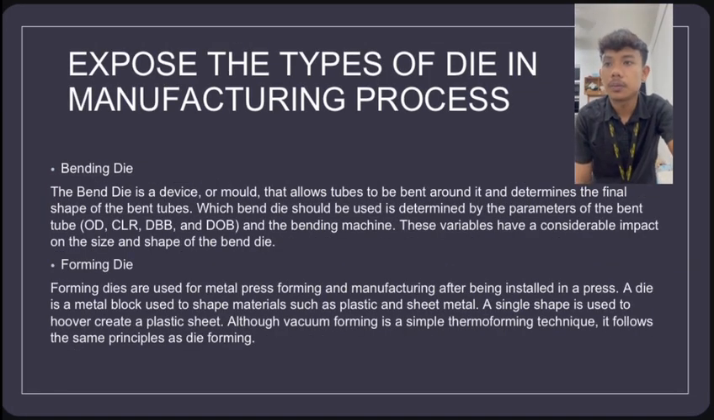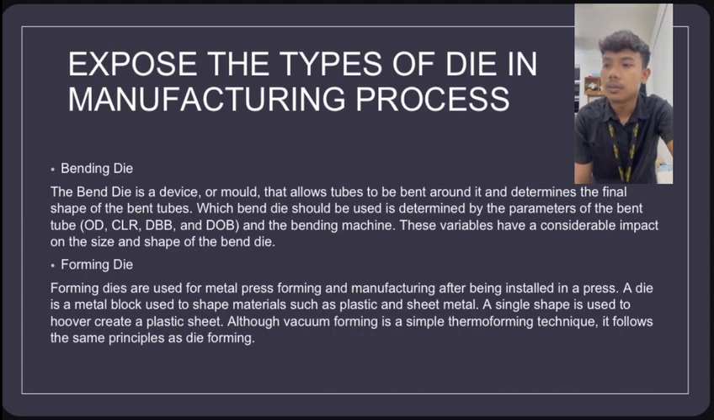Expose the types of die in manufacturing process. Bending die. The bend die is a device or mold that allows tubes to be bent around it and determines the final shape of the bent tubes. Which bend die should be used is determined by the parameters of the bent tube and the bending machine. These variables have a considerable impact on the size and shape of the bend die.